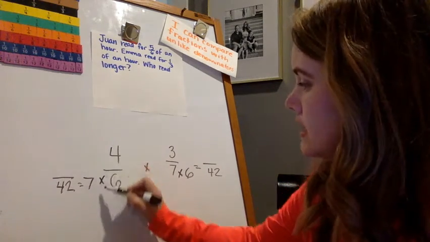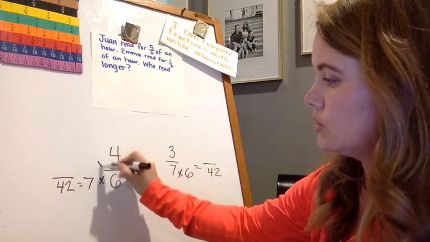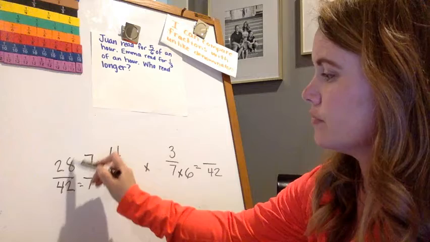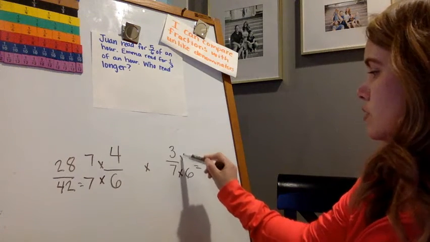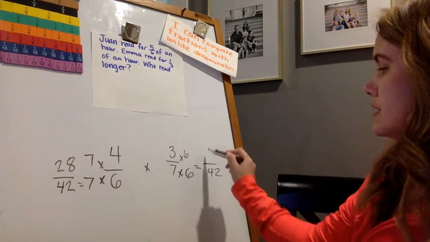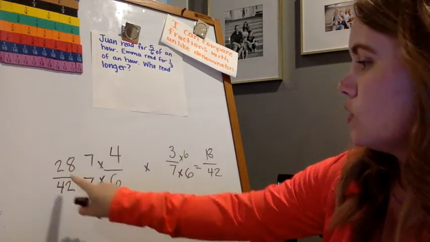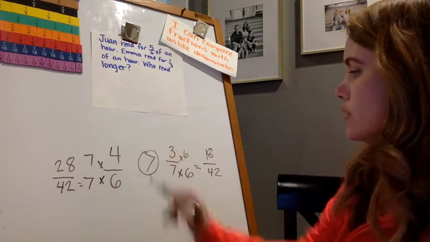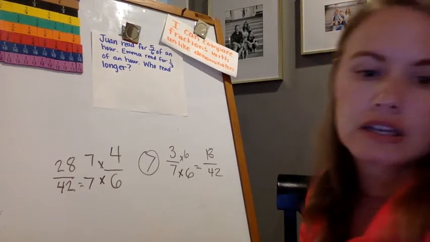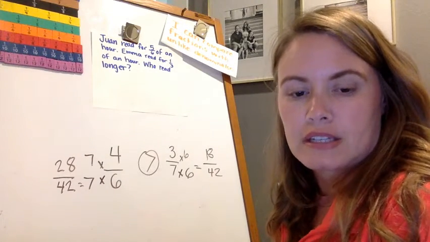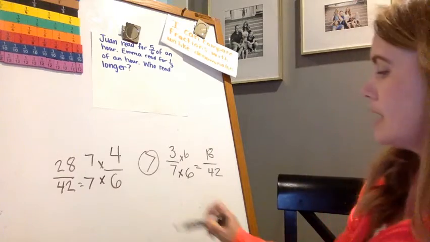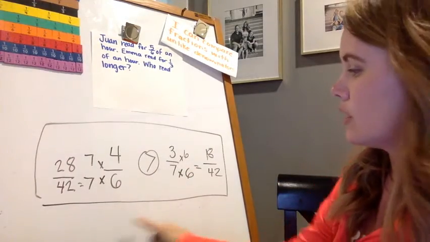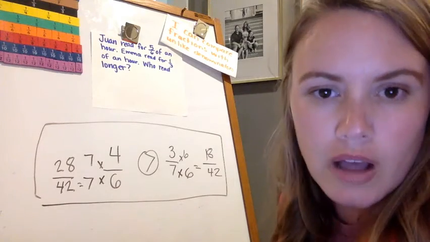So now whatever I do to the denominator, I'm going to do to the numerator, times 7. 7 times 4 is 28. And over here, I'm going to take the numerator times 6. 3 times 6 is 18. So I know that 28 is greater than 18. So 4/6 is greater than 3/7. So that's a shortcut way of comparing fractions as well.